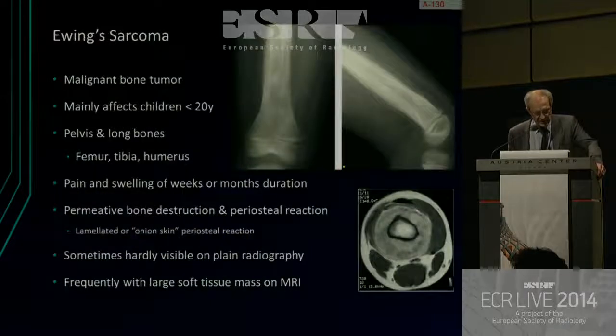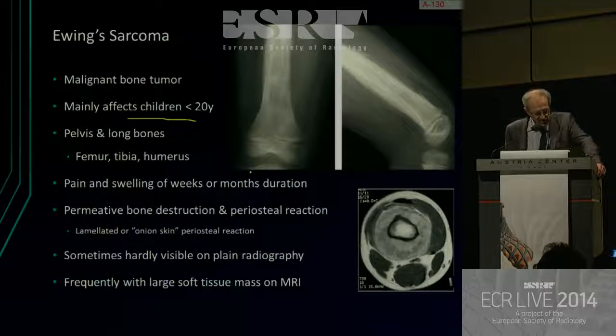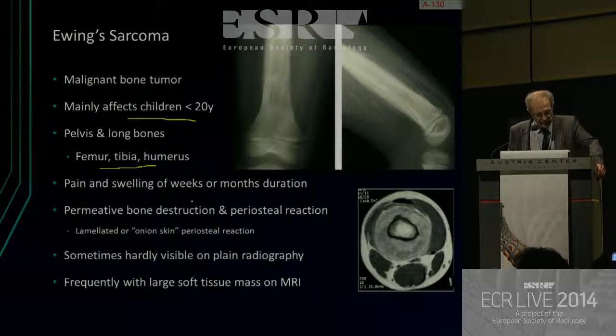Next one is a Ewing sarcoma, which is a tumor which mainly affects children below 20, preferentially in the long bones, and you have swelling of weeks or months of duration. So you always look for the soft tissue mass in a Ewing sarcoma. In the early phase, it's hardly visible on plain radiography.